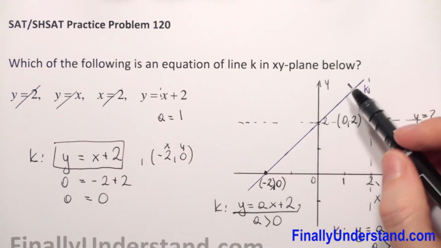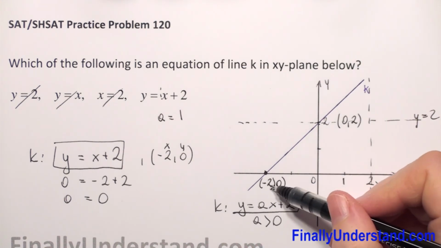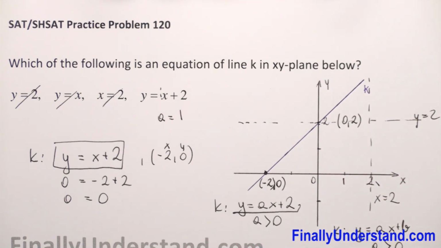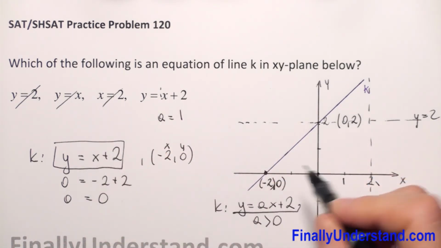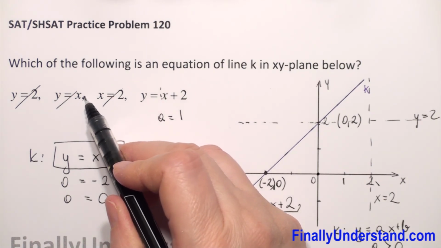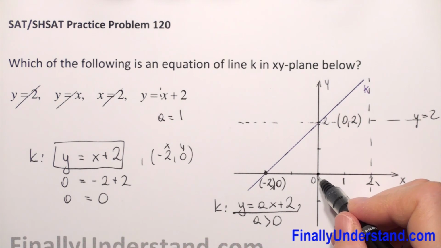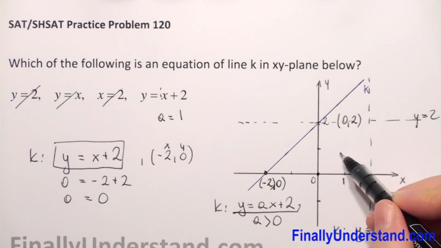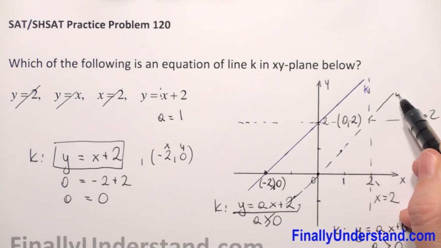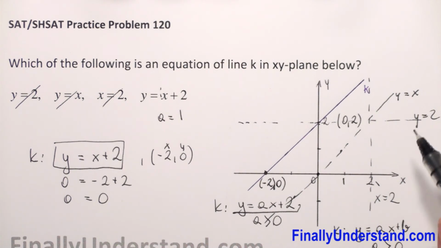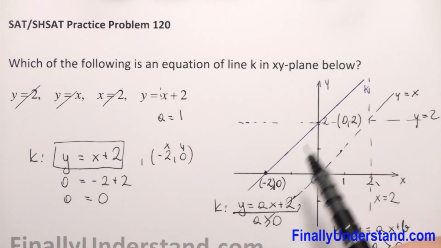This line is going up, passing through points (0, 2) and (negative 2, 0). So this is my solution. And if you want to know the graph of the y equals x function, this function passes through point (0, 0), because we don't have anything here. x is like plus 0, so it must pass through the origin and is something like this. This is our y equals x function. So it's also not our line K. This is my solution.